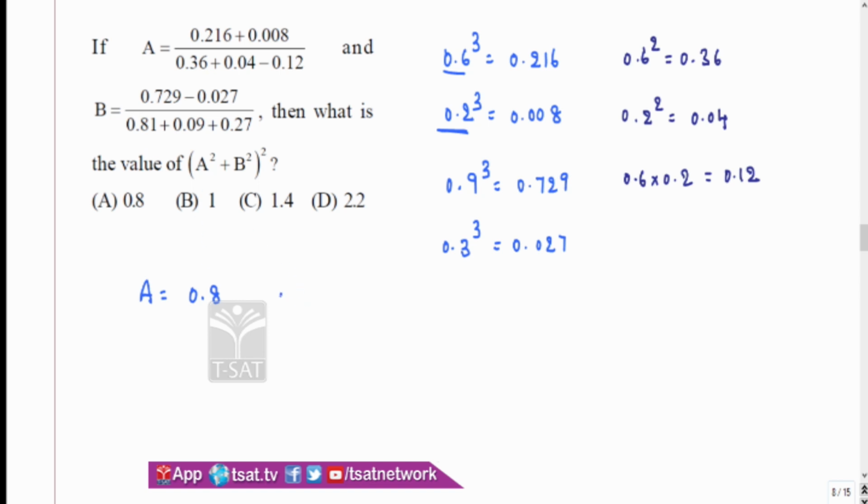Now, B is a cube minus b cube by a square plus b square plus AB. So, here a minus b, which means 0.9 minus 0.3, that's 0.6. So, what is 0.8 square? 0.64. 0.6 square, 0.36. A square plus b square whole square you have to do. That's simply 1. So, if you identify quickly, then you can answer it.